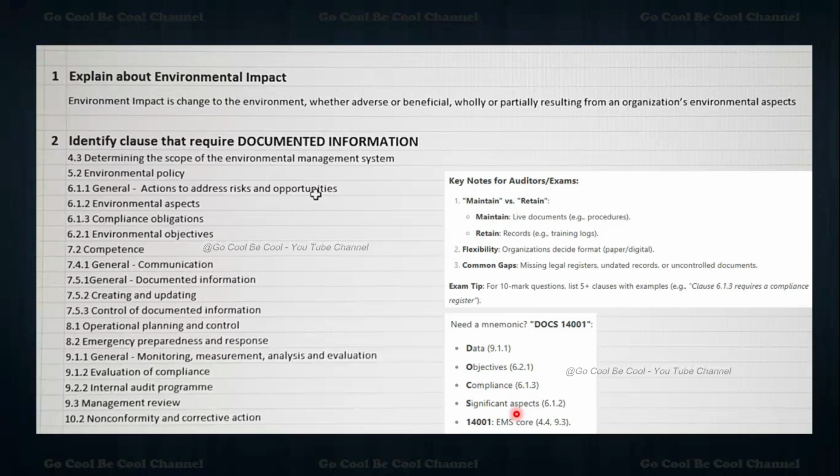Then it will be really helpful to capture, because during the examination we have only 120 minutes. So we need not think about it, and we need not roll through the paper to get the point exactly. Compliance is 6.1.3, significant aspects is 6.1.2, EMS core generally 4.4 and 9.3. So DOCS 14001. Okay, so this is the memorizing mnemonic.